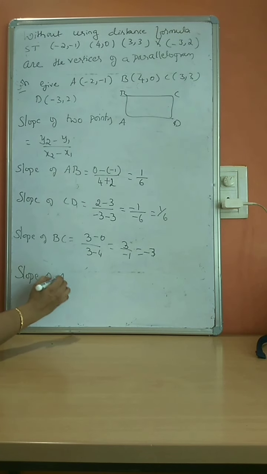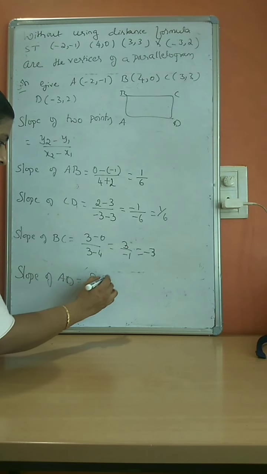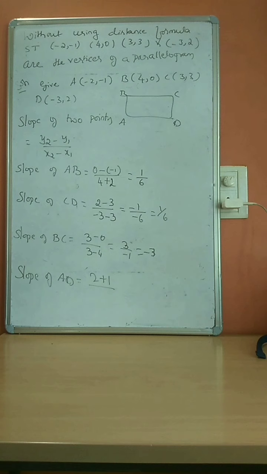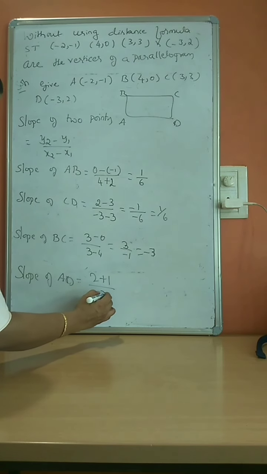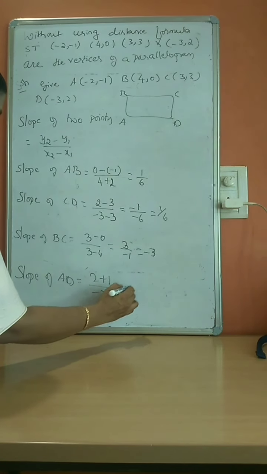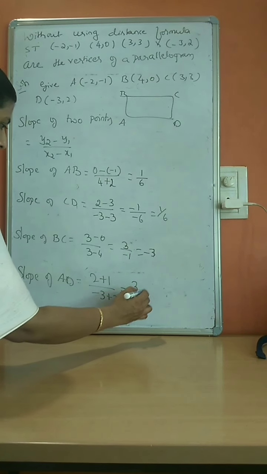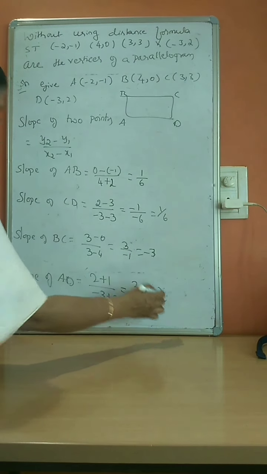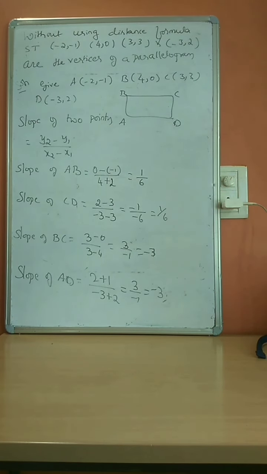slope of AD. Comparing the slope of AD, we get 2 plus 1 whole thing divided by minus 3 plus 2. This must be equal to 3 divided by minus 1. This must be equal to minus 3. Now, observe carefully.